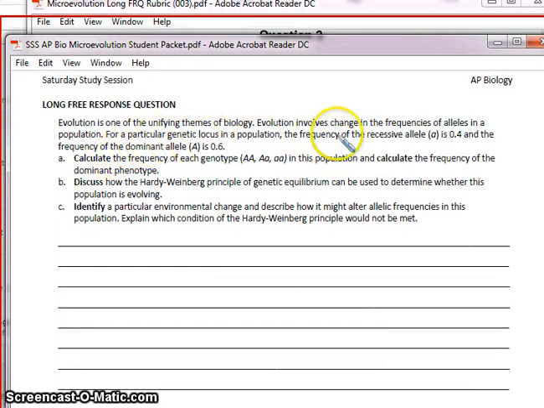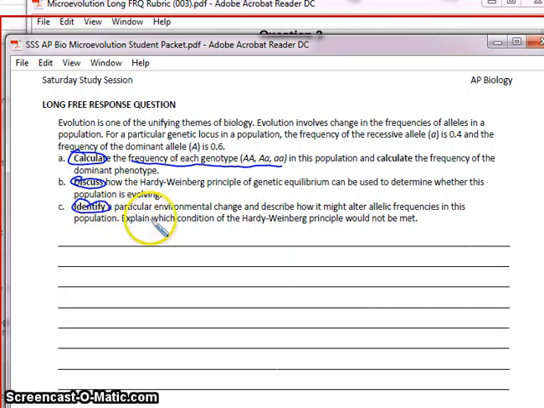And I'll let you look through this, but it's basically another Hardy-Weinberg question, and it's asking you to calculate the frequency of the homozygous dominant, the heterozygous, and the homozygous recessive. It wants you to discuss how the Hardy-Weinberg principle of genetic equilibrium can be used to determine whether the population is evolving, and then to identify a particular environmental change and describe how it might alter the frequencies. This one's a discuss, but this one's an identify.